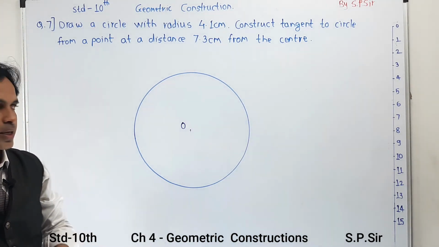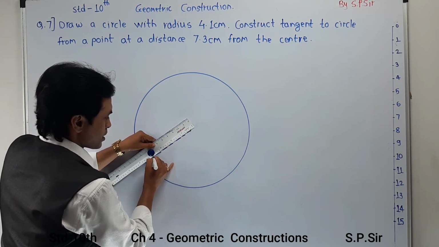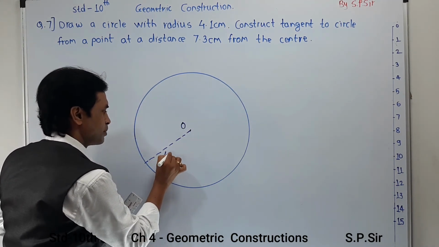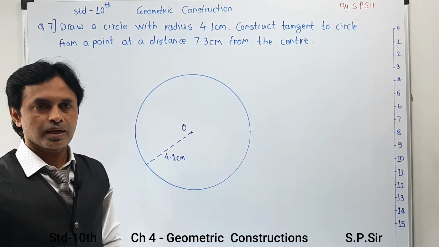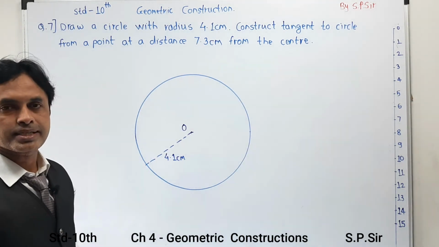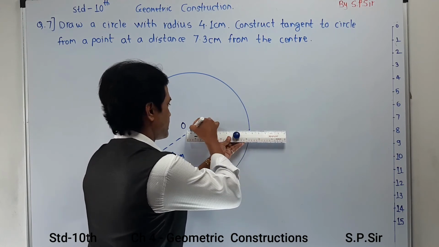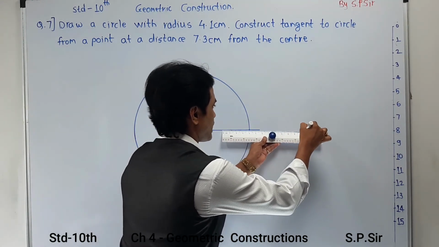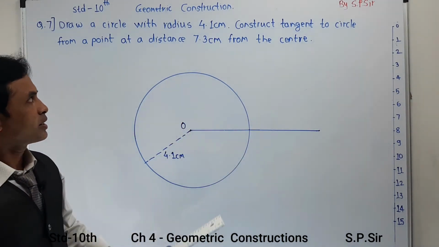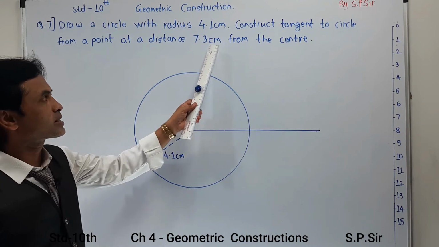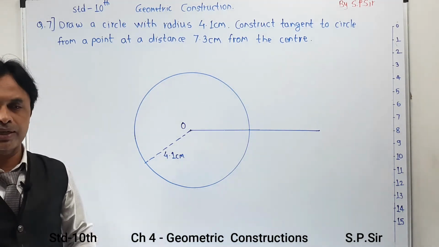Remember, the radius of this circle is 4.1 centimeter. That is the radius over here. Now we have to draw a radius and extend it outside the circle. Means here I am going to draw one horizontal line, and I am going to extend it outside the circle. This is the first step. Why? Because we have to take a point at a distance 7.3 centimeter. Now I have to take a distance of 7.3 centimeter.